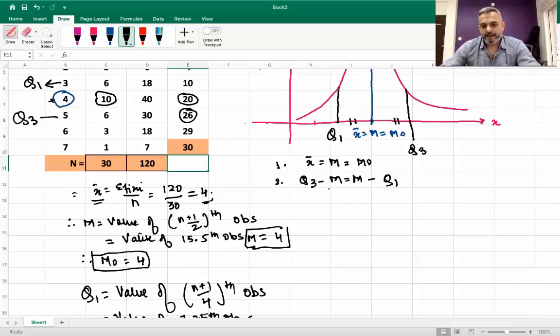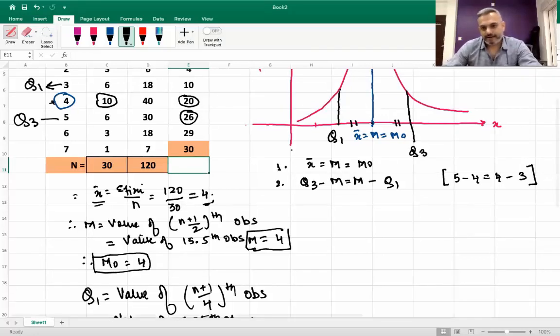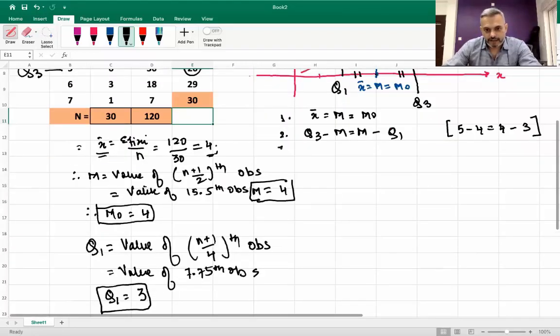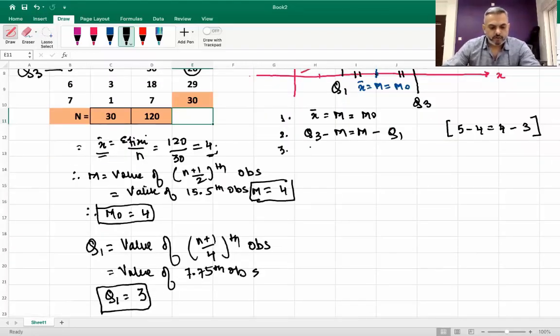So Q3 is 5, minus M which is 4, is equal to 4 minus 3. 5 minus 4, which is 1, equals 4 minus 3, which is 1. So LHS is equal to RHS. Over here 1 is equal to 1. So you can see these two characteristics of this frequency distribution. At the same time, the third one is that it is a bell-shaped curve.